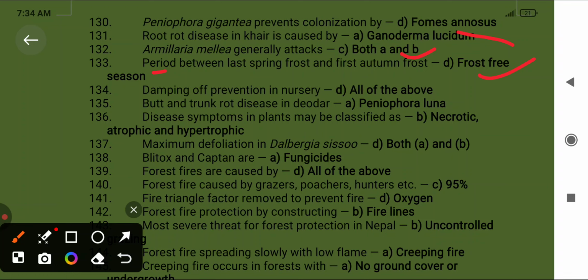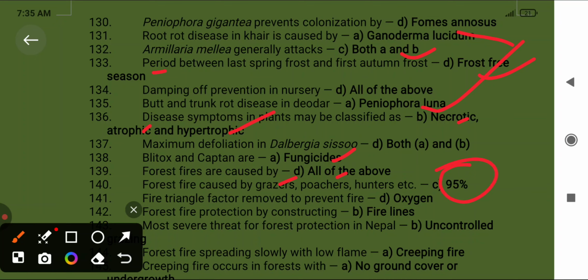Bud and trunk rot disease in deodar: Peniophora. Disease symptoms in plants may be classified as necrotic, atrophic, and hypertrophic. Maximum defoliation in Dalbergia, both A and B. Then Blitox and Captan are fungicides. And forest fire is caused by grazers, poachers, hunters.